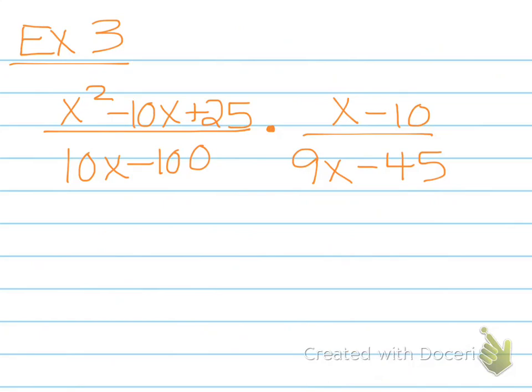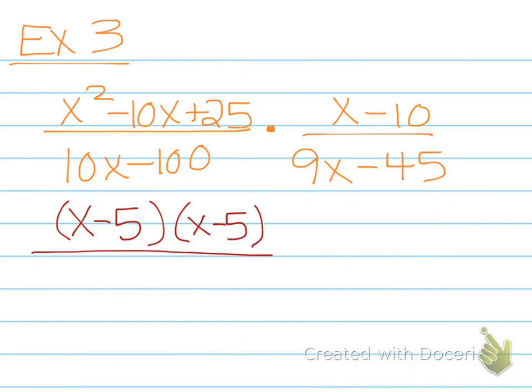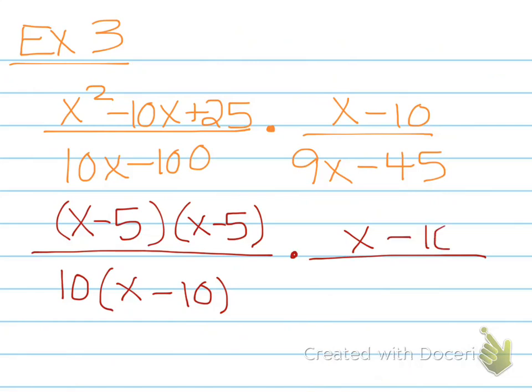Alright, so when I factor the numerator, I'm going to get x minus 5 and x minus 5. In this denominator, I can factor it, but I'm going to factor using a GCF. I can take out a 10, and I'm left with x minus 10. The numerator over here stays the same, and the same thing happens with this denominator. I can factor out a GCF of 9, and I'm left with x minus 5.